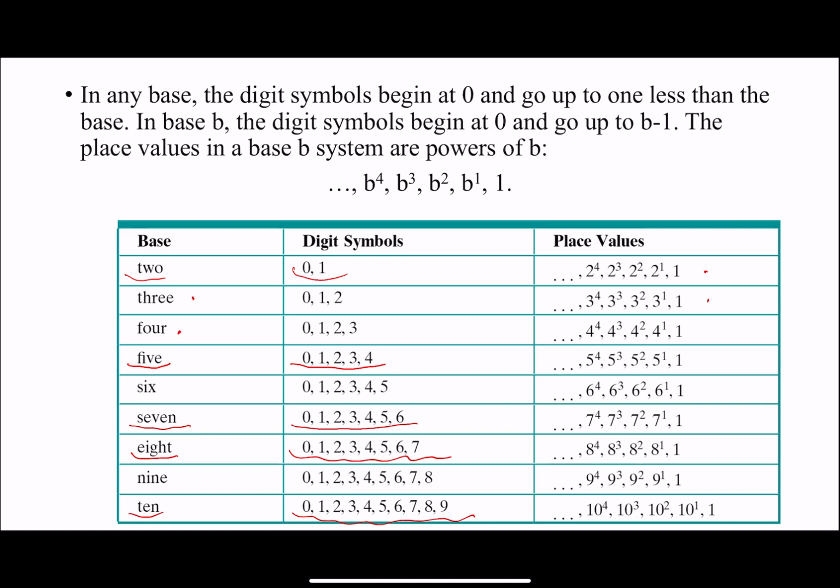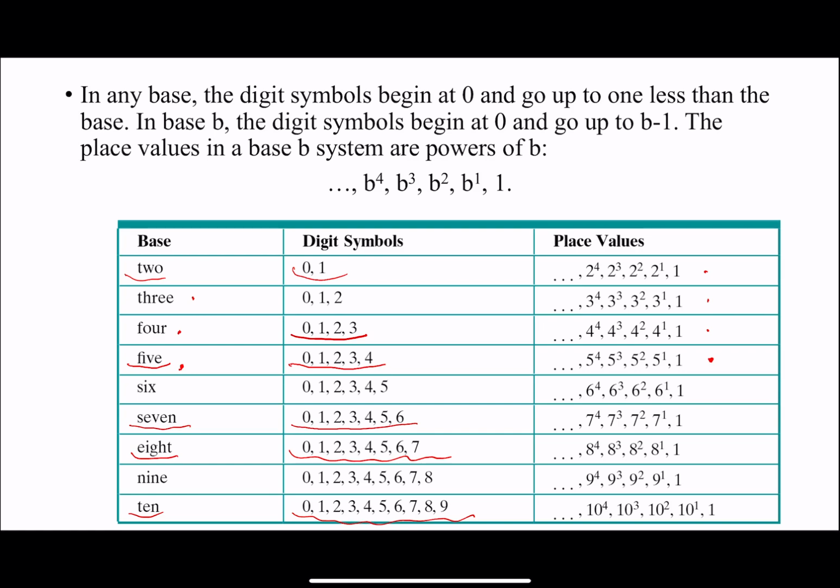Base 4, the digits that are allowed are from 0 to 3, and the place values are powers of 4, right? Base 5, the place values are powers of 5, and the digits in base 5 are from 0 to 4. Okay, so if you're working in base B, the digits that are allowed are from 0 to B minus 1, right? And the place values in base B are powers of B, right?